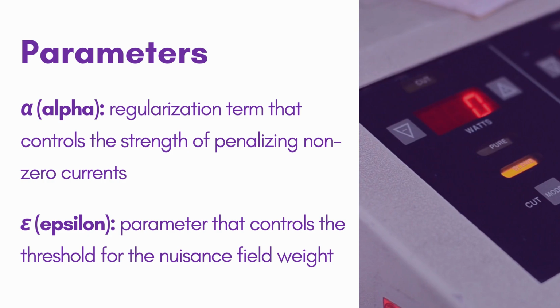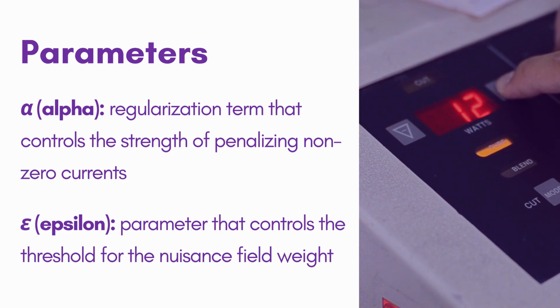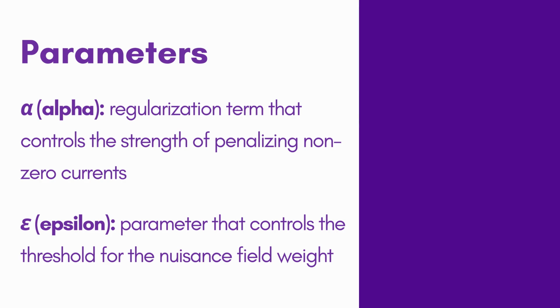Epsilon is a parameter that controls the threshold for the nuisance field importance in the optimization process. A higher epsilon value means that the optimization algorithm will put more emphasis on minimizing the nuisance field, thereby reducing the risk of stimulating non-target areas. Conversely, a lower value means that the algorithm will focus less on the nuisance field, potentially allowing for a stronger stimulation of the target area, but with an increased risk of unwanted stimulation.